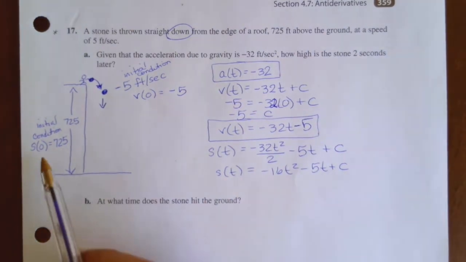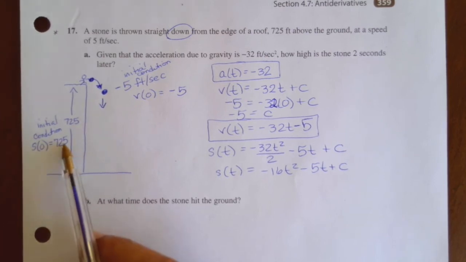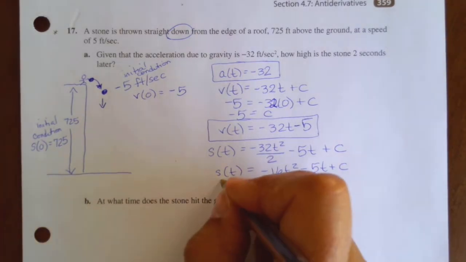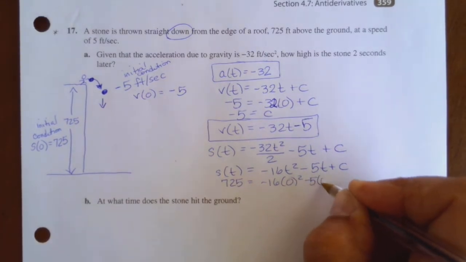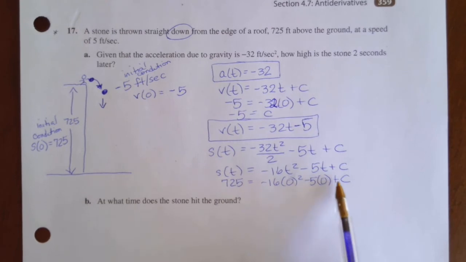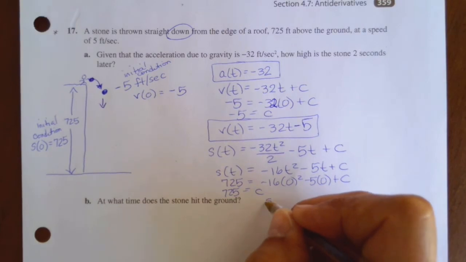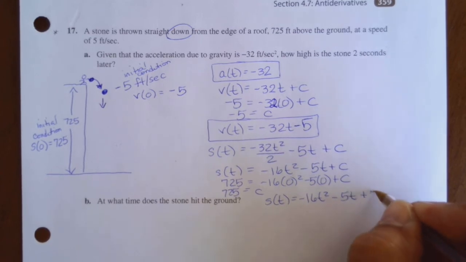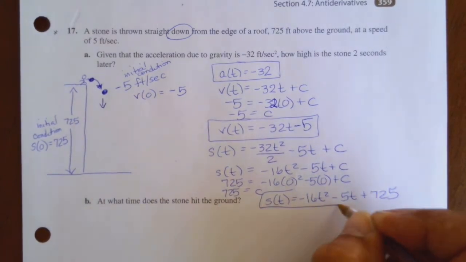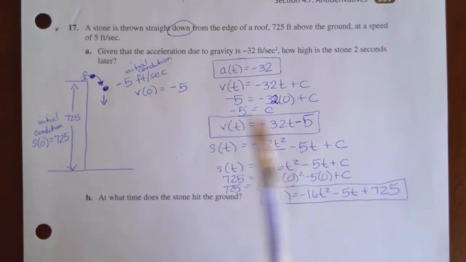Now we can find c because we know the initial condition for position: when time was 0, the position was 725. So 725 equals -16 times 0 squared minus 5 times 0 plus c. So c is 725. Our position function will be -16t squared minus 5t plus 725. Now we have all of our functions, so we can answer all the questions. We haven't even answered part A yet, but we needed all that because we needed the position.